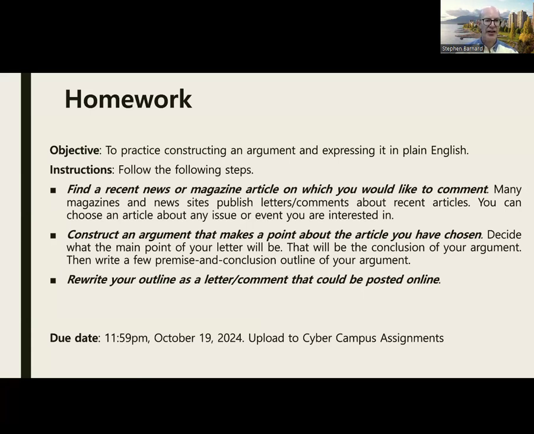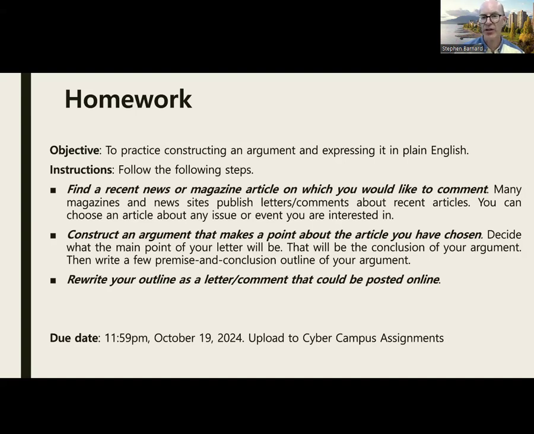I would like you to find a recent news or magazine article online on which you would like to make a comment. There are many magazines and news sites that publish letters and comments about recent articles. But what I want you to do is just find an article, and it can be about a current event or some social issue, whatever it is, it's up to you. And I want you to construct an argument that makes a point about the article you've chosen.